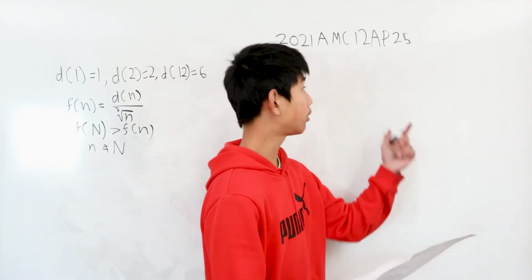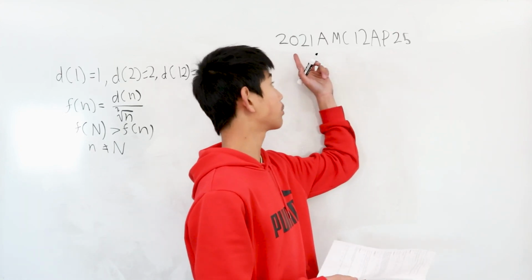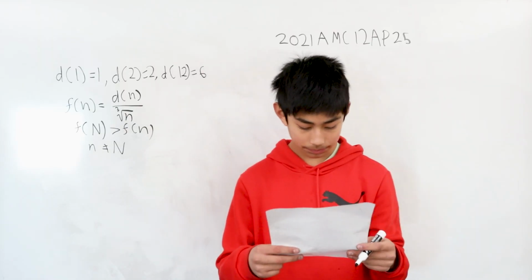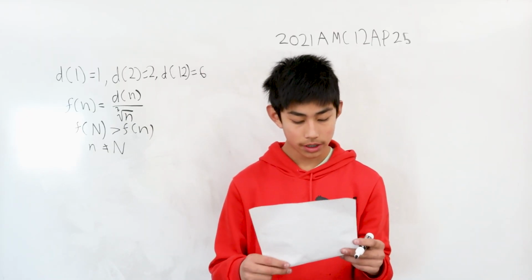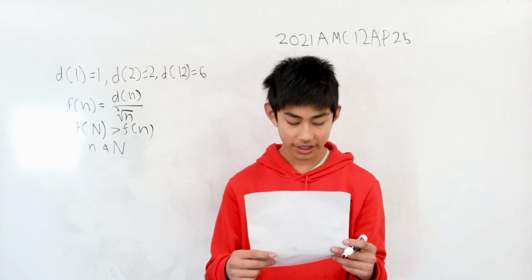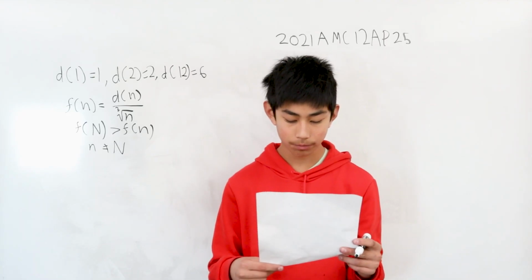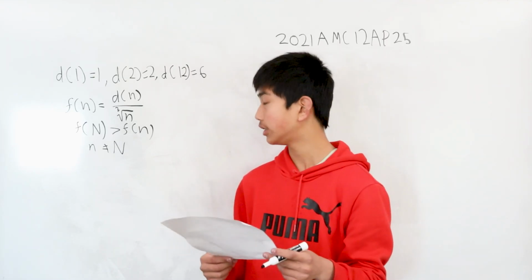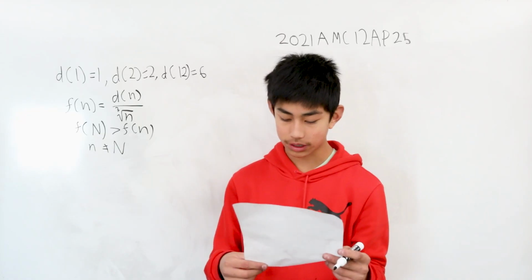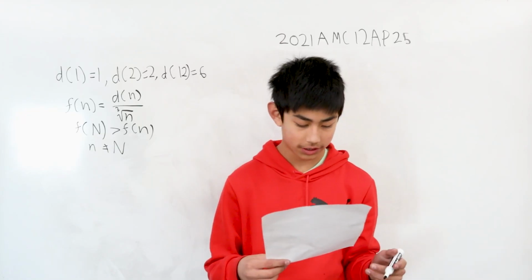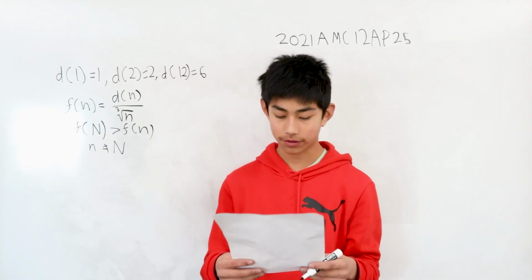We're solving problem 25 from the 2021 AMC 12N. Let D(n) denote the number of positive integers that divide n, including 1 and n. For example, D(1) is 1, D(2) is 2, and D(12) is 6. This function is known as the divisor function.